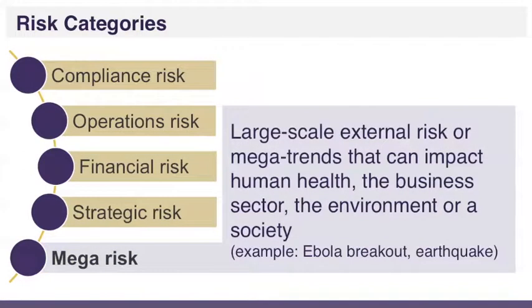Mega refers to a large-scale external risk or mega trends that can impact human health, the business sector, the environment, or a society. Mega risks are generally too large or too complex to be managed by a single entity, and are typically addressed by monitoring their impact on strategic objectives. Examples of mega risks would be an Ebola outbreak or a natural disaster such as an earthquake.